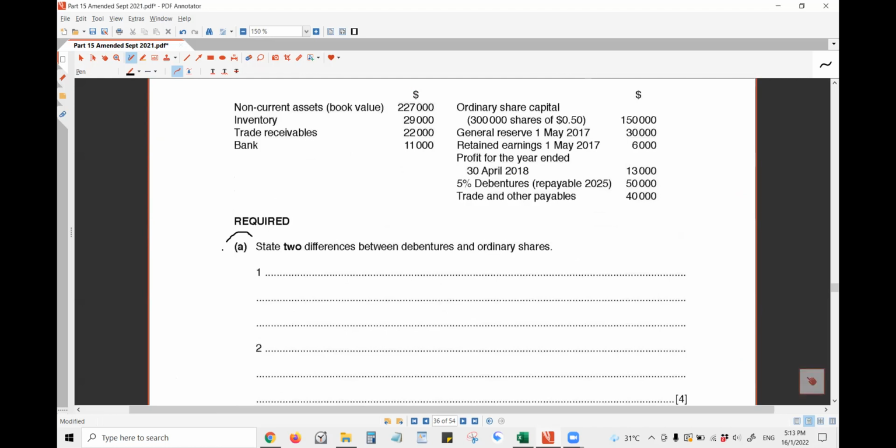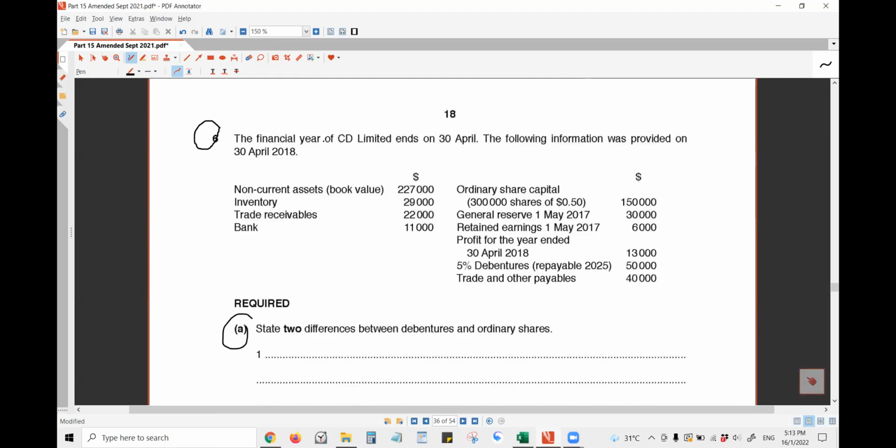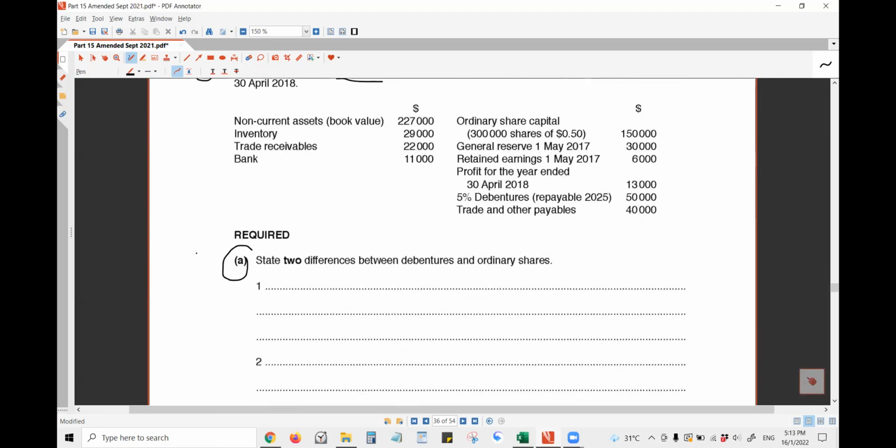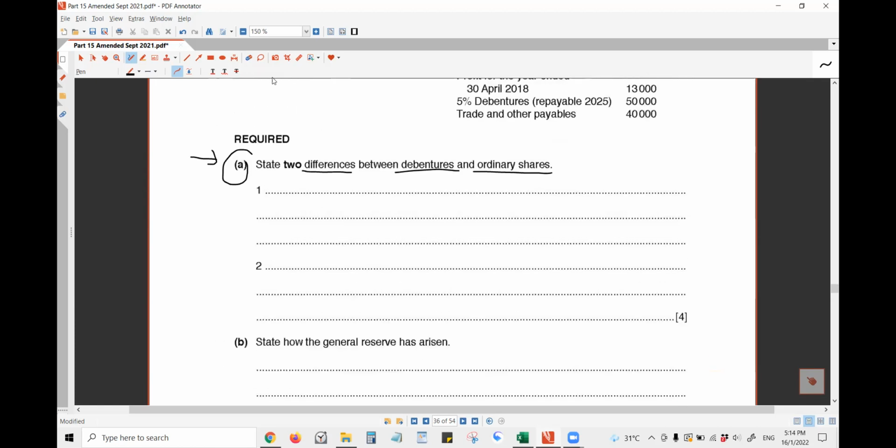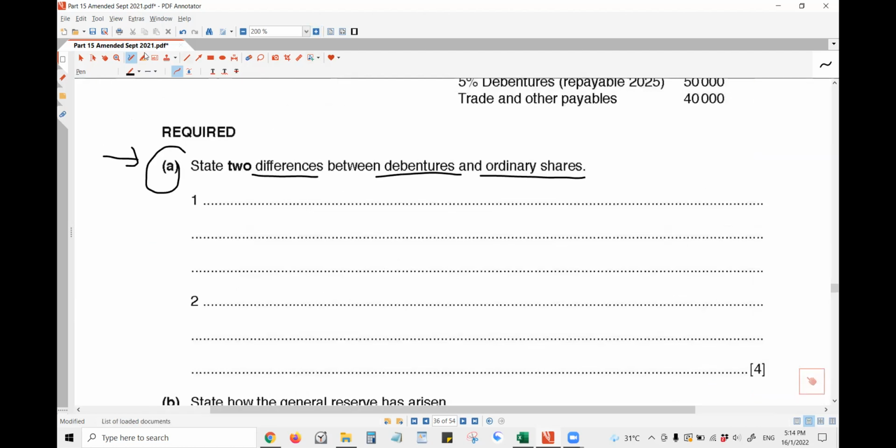Okay, next page, question A. Next page, question 6, CD Limited, question A. See, two differences between debentures and ordinary shares. I mentioned there are many questions that are linked to those three things: ordinary share against preference share against debentures. We cannot escape. This is a question coming out in 2018 actual exam in May, June. Let's see the A. So what are the two differences?